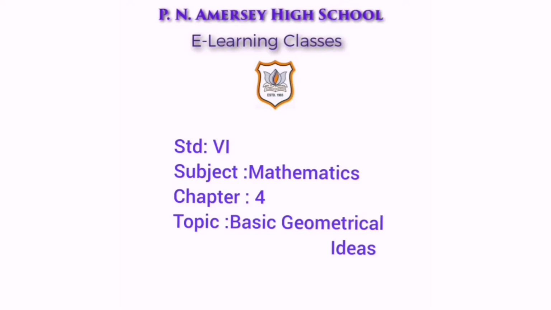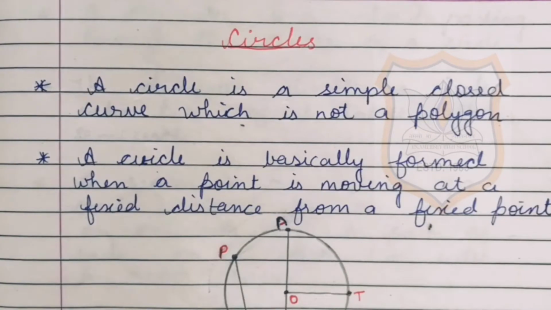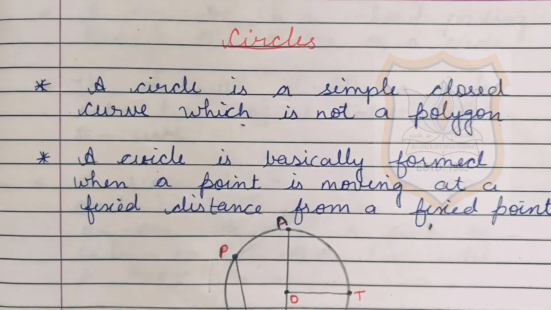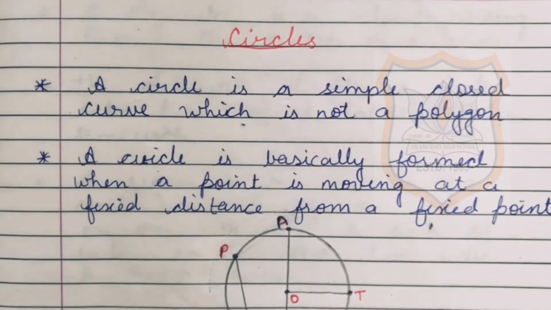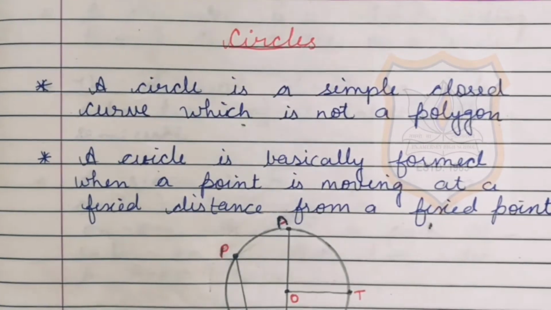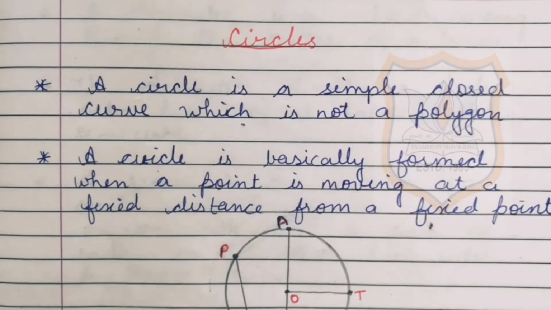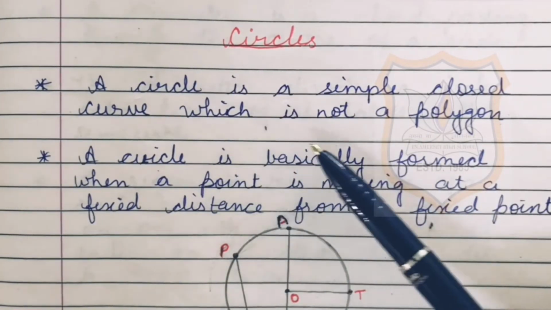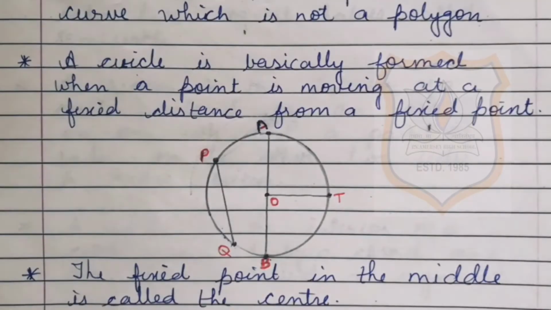We will continue with our chapter number 4, Basic Geometrical Ideas. Now our next topic is circle. This is the last topic of the chapter. A circle is a simple closed curve which is not a polygon. As I've explained to you earlier, a polygon is a figure which is made up of 3 or more line segments, and a circle is a simple closed curve which is not a polygon.